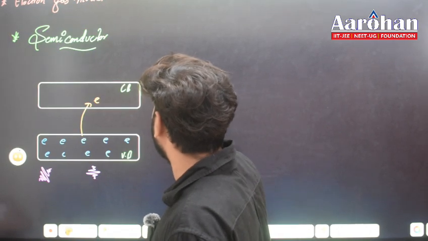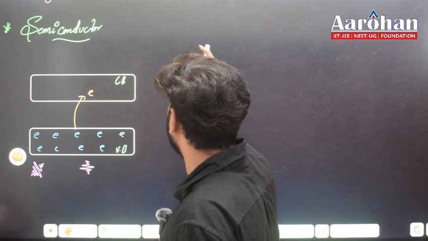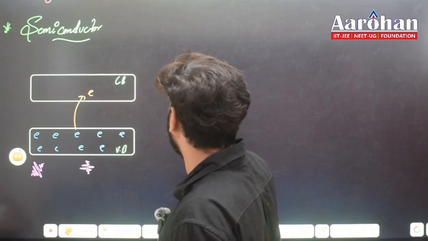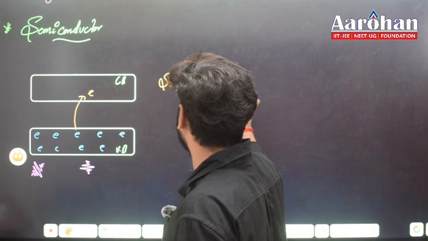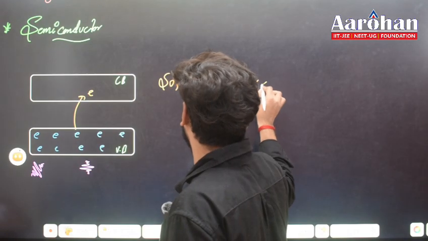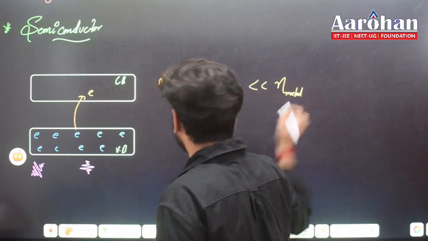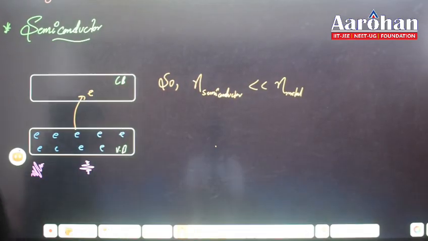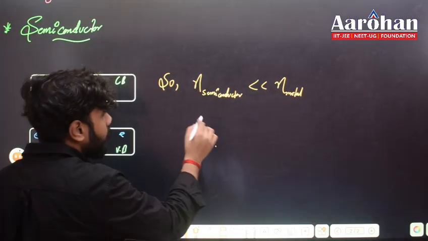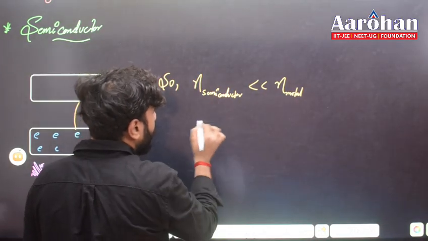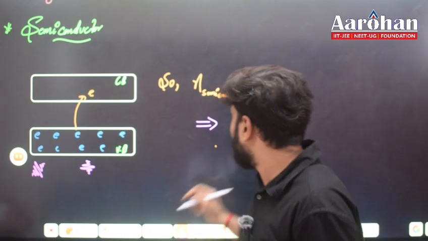So remember this: the free electron density of a semiconductor is much lower compared to the free electron density of metal. Okay, that part you understood? That is the reason, as I have already told you, that they are not such good conductors.